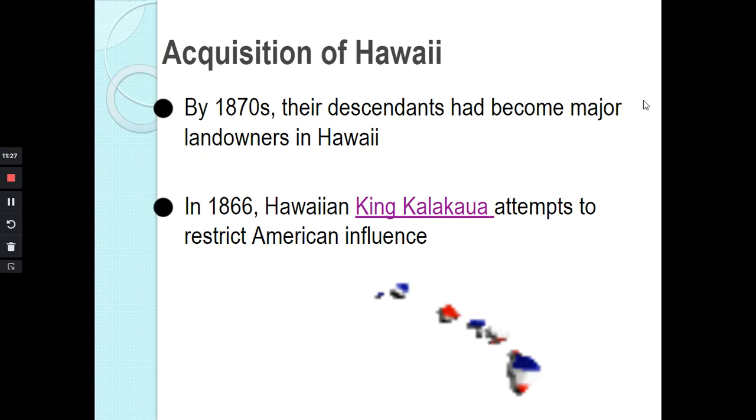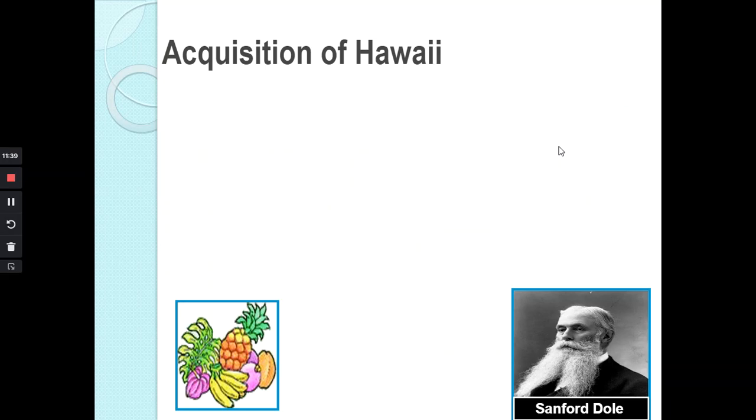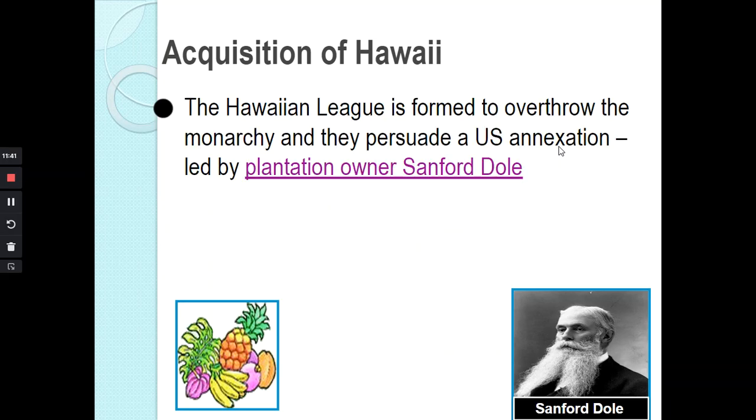In 1866, the king of Hawaii starts to attempt to restrict American influence. He doesn't like that so many Americans are coming into the islands, and so he tries to put a stop to it. However, the Hawaiian League is formed to overthrow the king and to persuade the United States to add, that's annexation. Annexation simply means to add Hawaii to the United States.